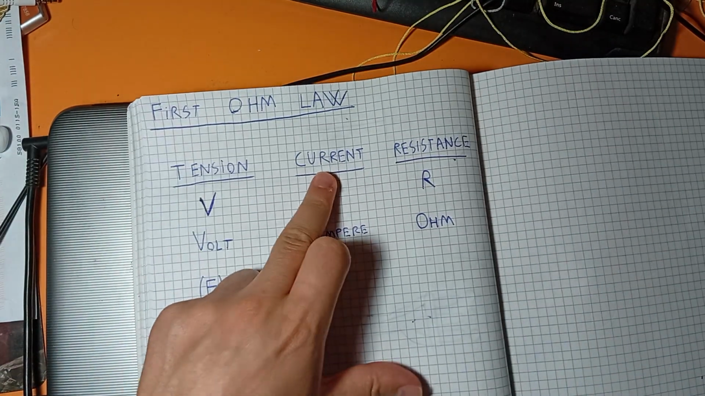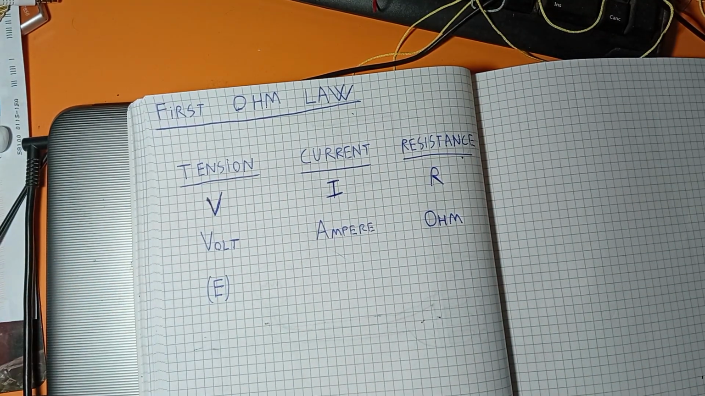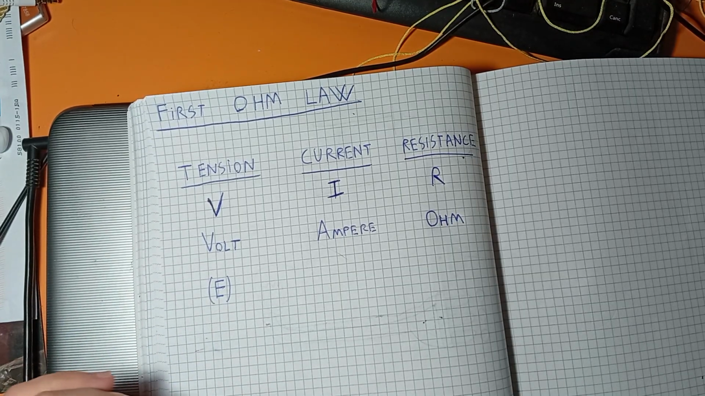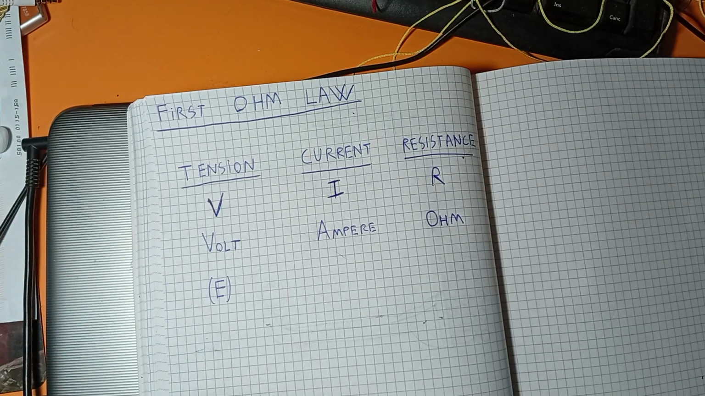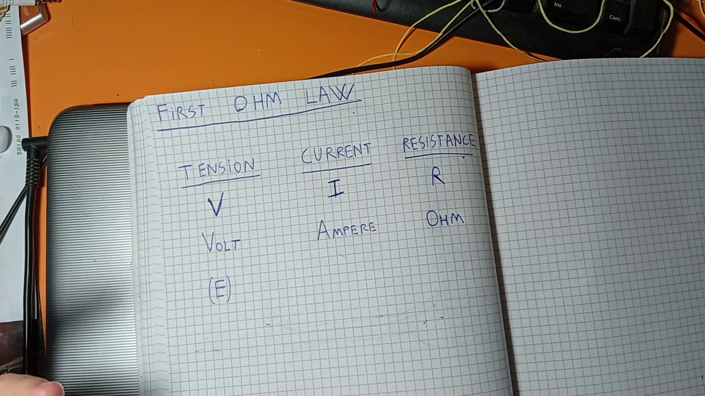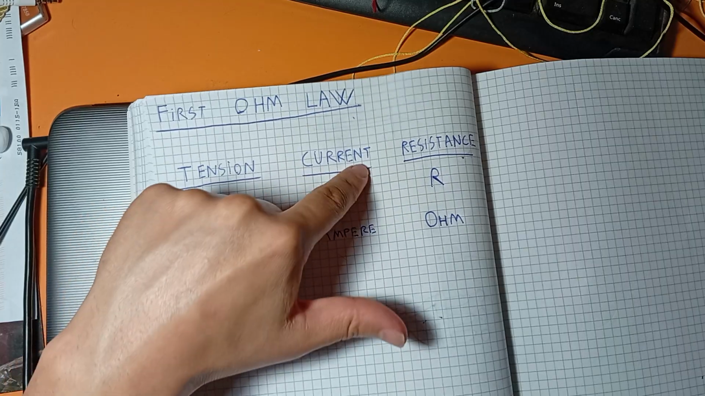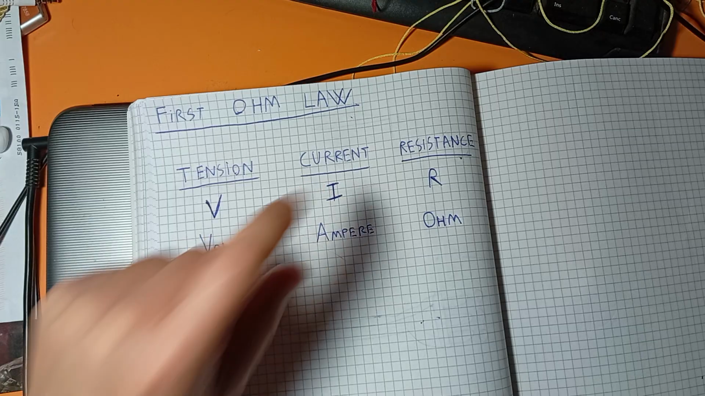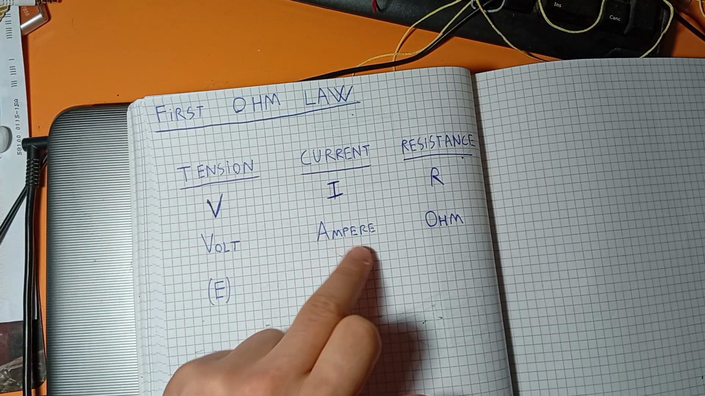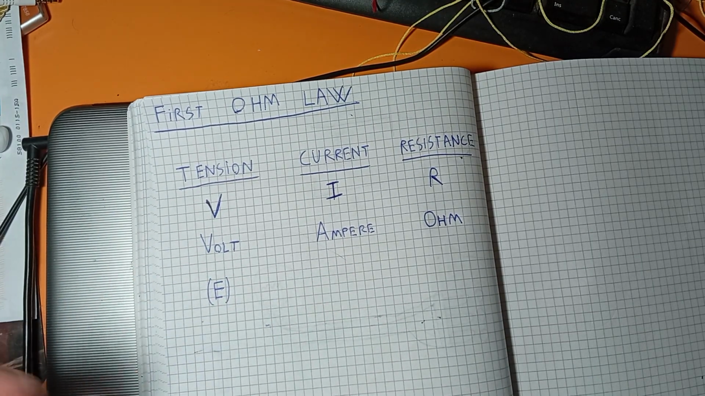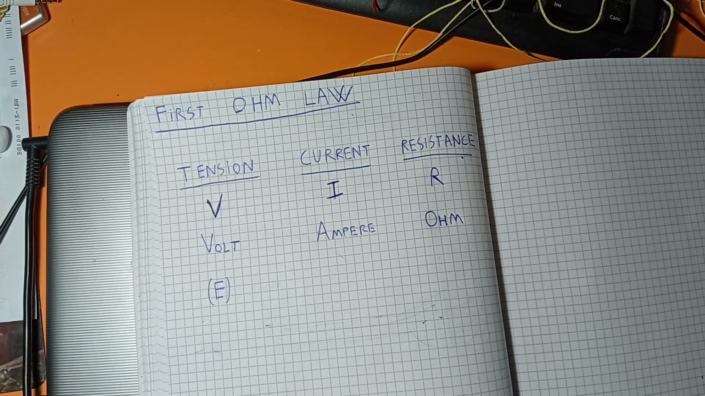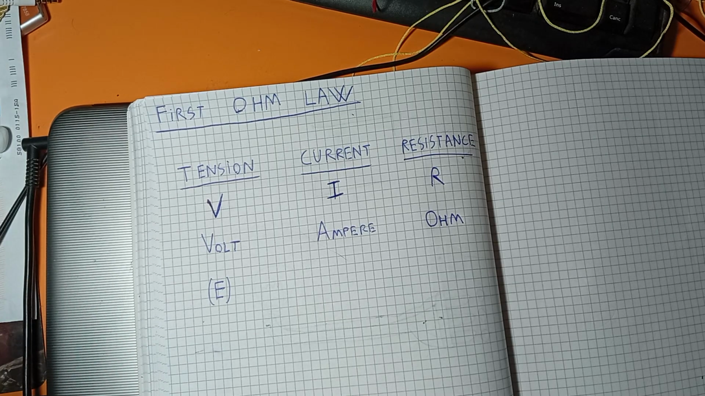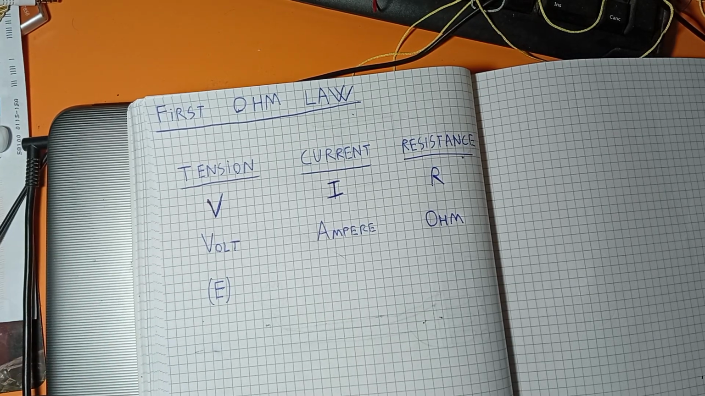While current is exactly the flow of electrons. And this is the great difference between tension and current, because many people get confused. While talking about tension and current, they name them as if they were the same thing, but in reality they are not. Current is usually written with a capital I, and it is measured in ampere. So if someone asks you how much is the current there, you could answer, well, it is 1 ampere or 2 ampere, 3 ampere, or 0.01 ampere, 0.02 ampere, something like this.